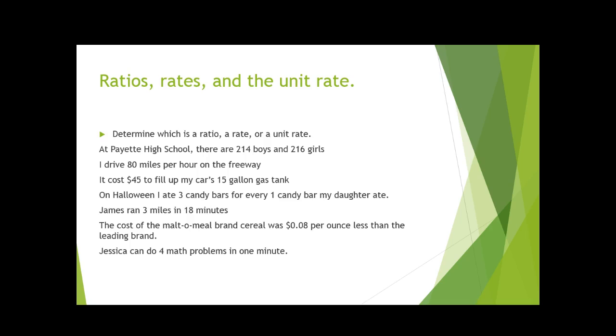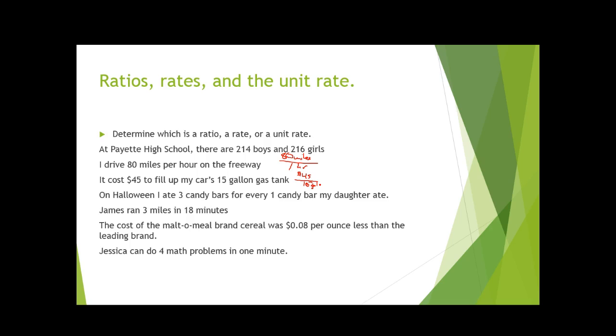Number 2 is a unit rate, because what you're saying is I drove 80 miles in 1 hour, per 1 hour. So that denominator is 1. If you wrote this as a fraction, which I will do real quick, it would be 80 miles per 1 hour. Costs $45 to fill up my car's 15-gallon gas tank. Now, if I wrote this as a fraction, it would be $45 over 15 gallons. Is the denominator 1? No, it's not. So that is just a rate.